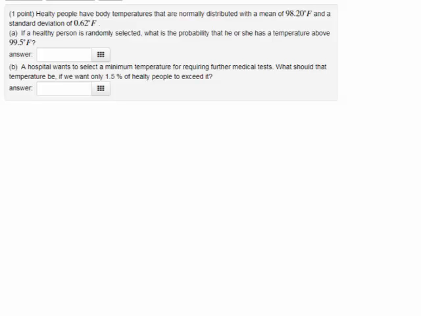If healthy people have body temperatures that are normally distributed with a mean mu of 98.2 and a standard deviation sigma of 0.62 degrees Fahrenheit, we can find the probability that a person has a temperature above 99.5 in the following way. We want the probability that a person, X, has a temperature above 99.5 degrees Fahrenheit. By hand, this would be a two-step calculation.